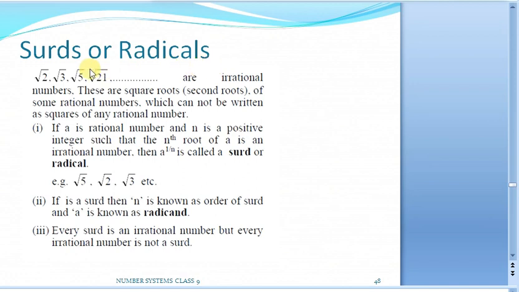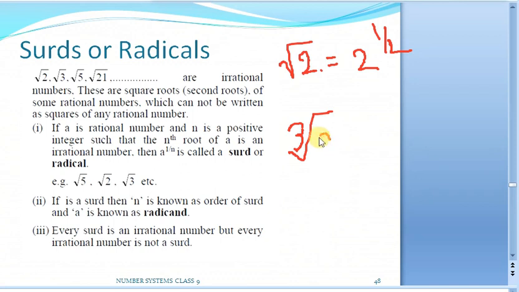Before actually proceeding into our topic surds, let us understand a few basic notations. Suppose I write root 2 like this, what does it mean? Actually we can write it also as 2 power 1 by 2. This is how we can write root 2. Suppose there is a cube root of 8. This we write as 8 power 1 by 3. If it is 8 cube, you will write 8 power 3. If it is cube root of 8, you will write it as 8 power 1 by 3.